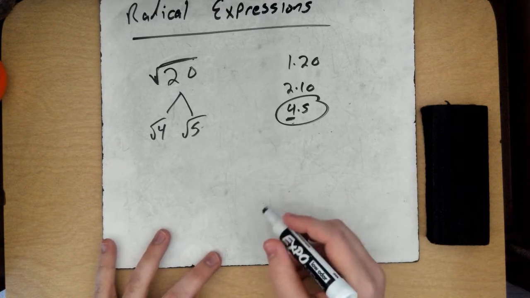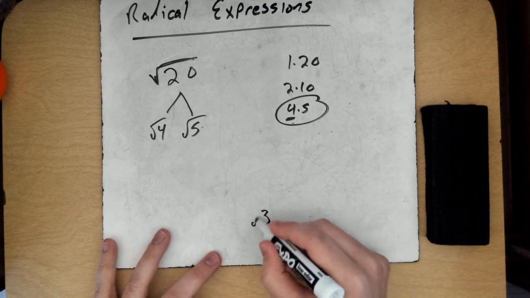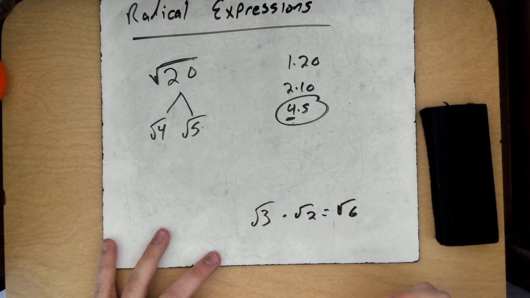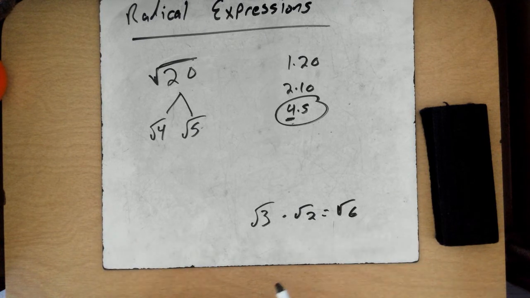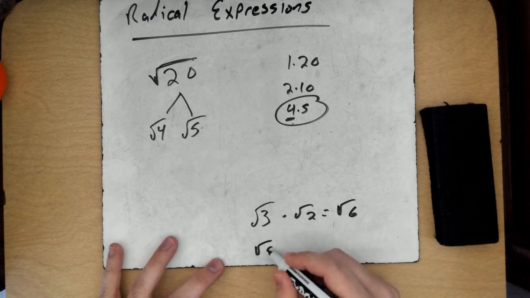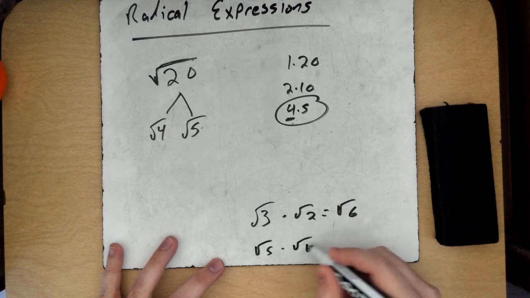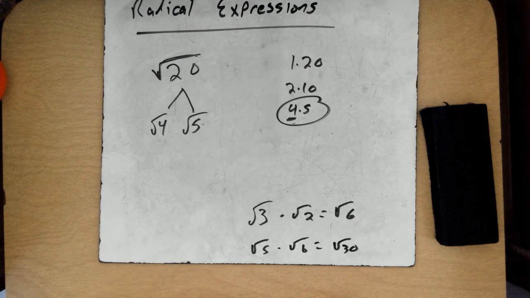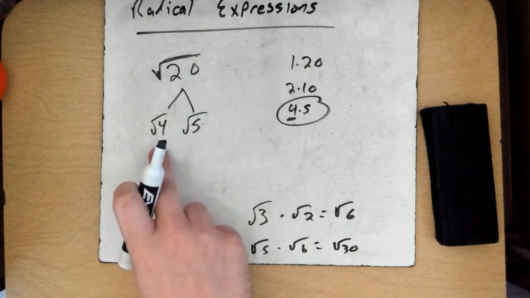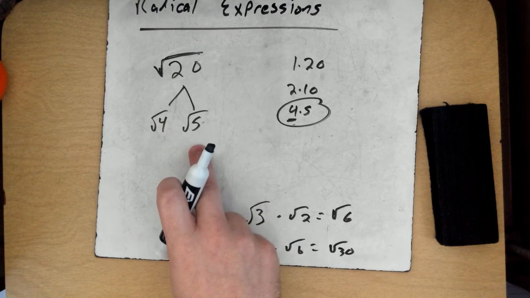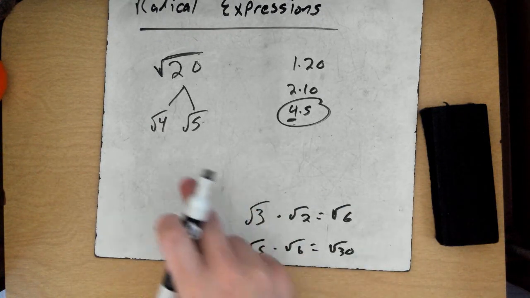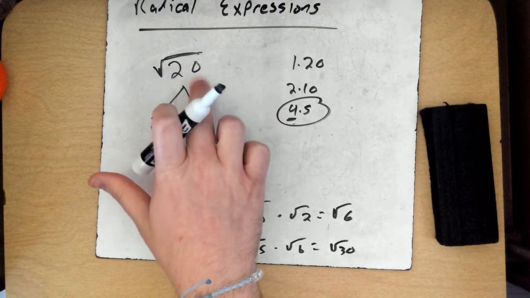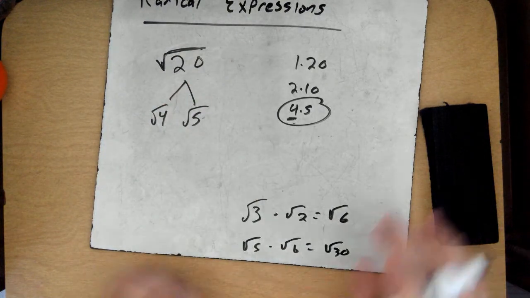So just a side note here. If I did the square root of 3 times the square root of 2, that equals the square root of 6. Okay, so we're just multiplying the numbers and keeping the radical with it. The square root of 5 times the square root of 6 equals the square root of 30. It's the same kind of concept. So when you break it down like this, always keep your radical with it. It doesn't change much. Just know that two numbers multiplied that have a radical over them also equals that same number multiplied with a radical. Okay, so that was our side note.